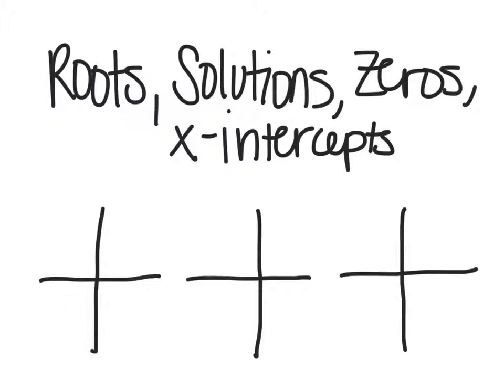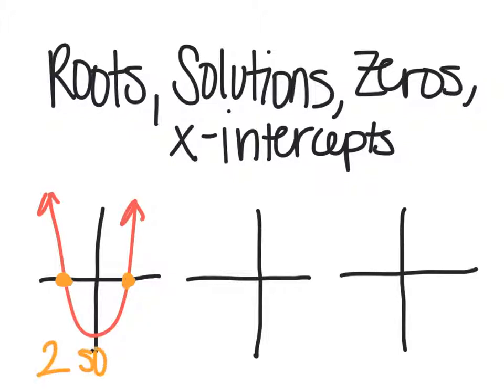So we again talked about roots, solutions, zeros and x-intercepts, which, recall, all four of these words mean the same thing. They're all talking about where a graph crosses the x-axis. So here and here. This particular graph has two. We're going to call them solutions this time.